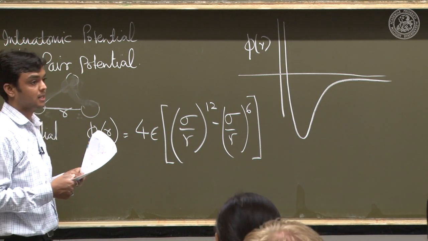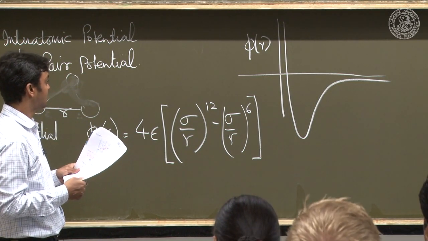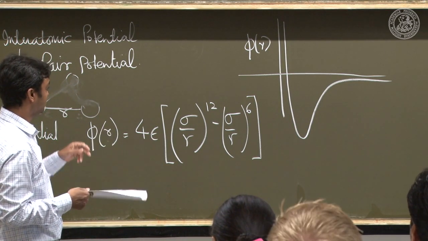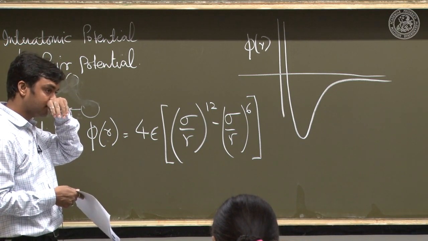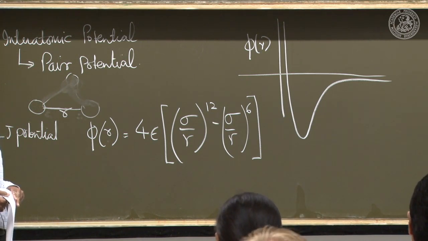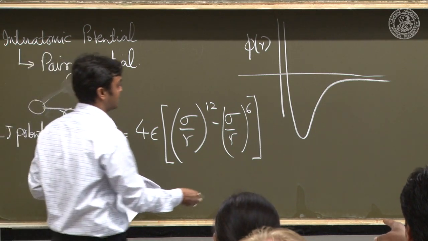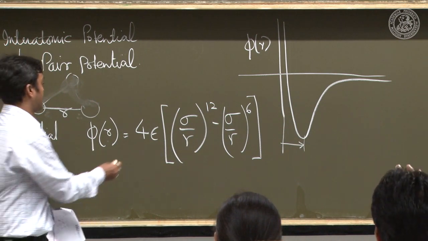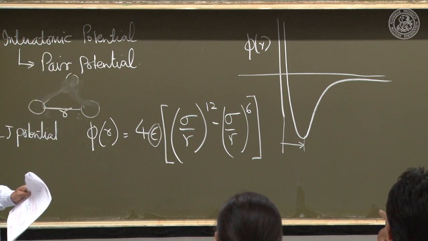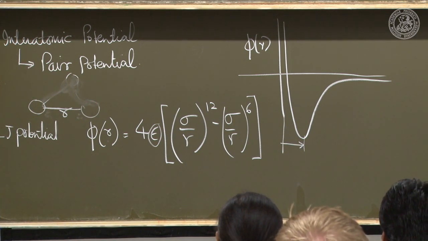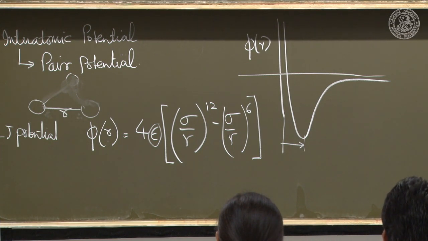We can also show the meaning of epsilon and sigma in that diagram. One is the potential energy, the other one determines the minimum R. So there are two parameters. Epsilon and sigma are the two parameters which tell you the height of the well, or the depth of the well at the minimum energy.